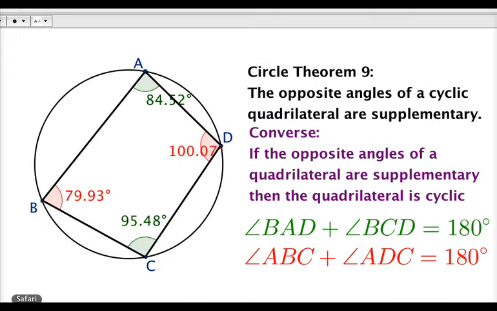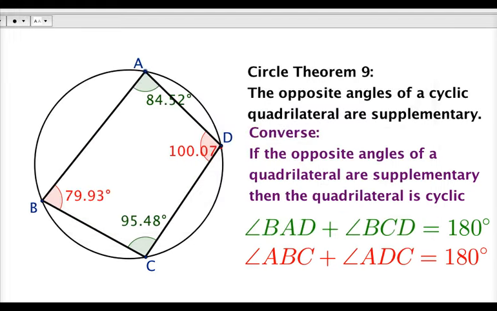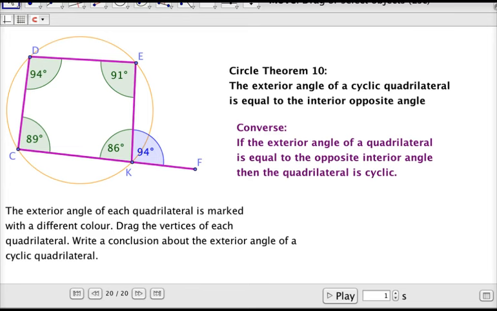All right, we're going to go to circle theorem number 10, and I'll pause this video if I can. I'm having problems pausing it. Okay, we're going to prove circle theorem 9 later. I'll send you a link, I'll just send you an email, and you can prove that theorem tonight.